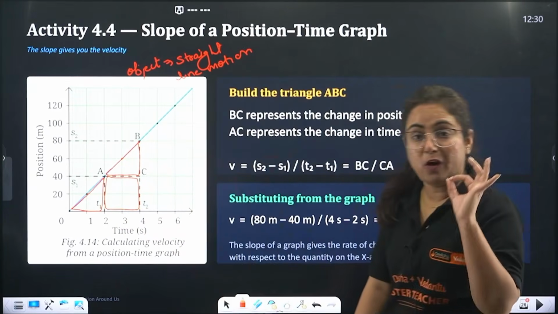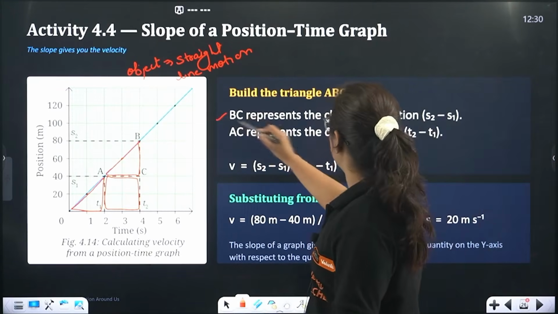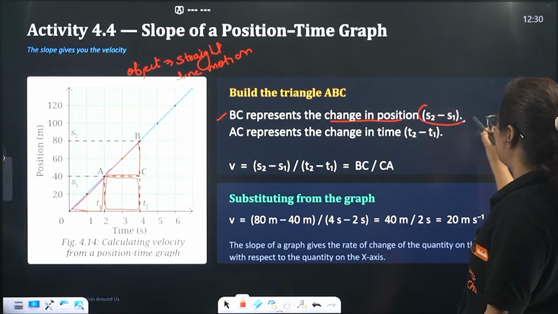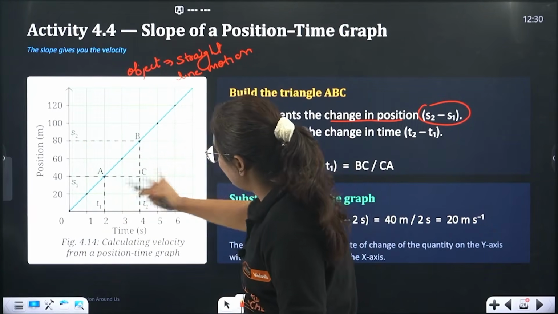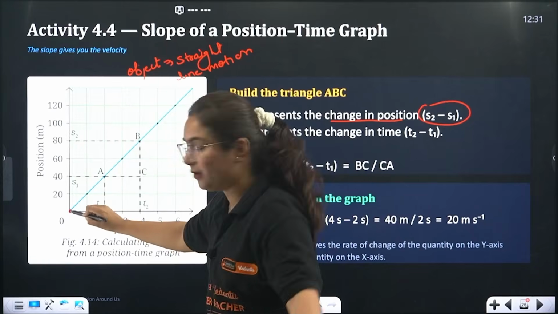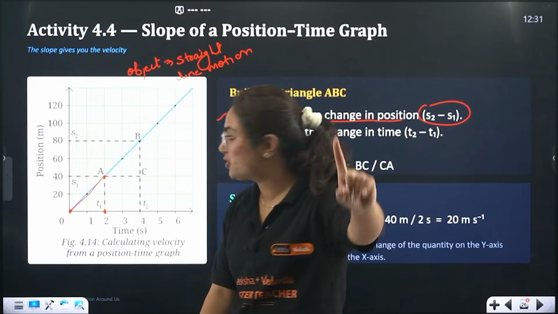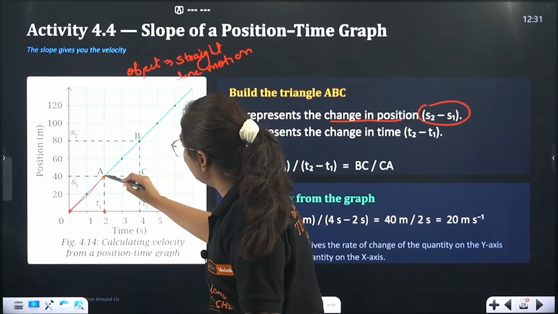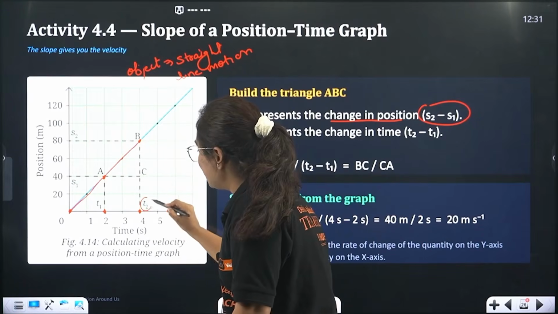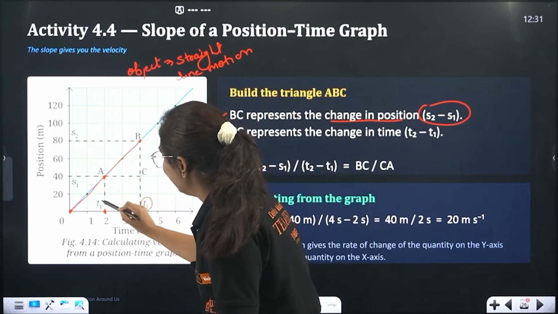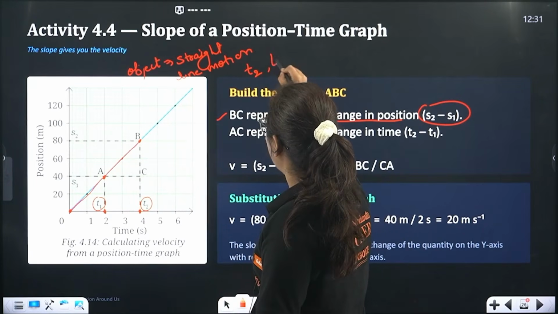So now what do these shapes represent and how does it help? So the BC represents the change in position, that is S2 minus S1. Can you see here? Okay. So this was an object at 0 first, right? It moved to point A at time 2 seconds. Get it? It moved to point B at the time 4 seconds. So at 4 seconds we are considering it as T2. At 2 seconds it is marked as T1. Okay. So the change in time will be T2 minus T1.